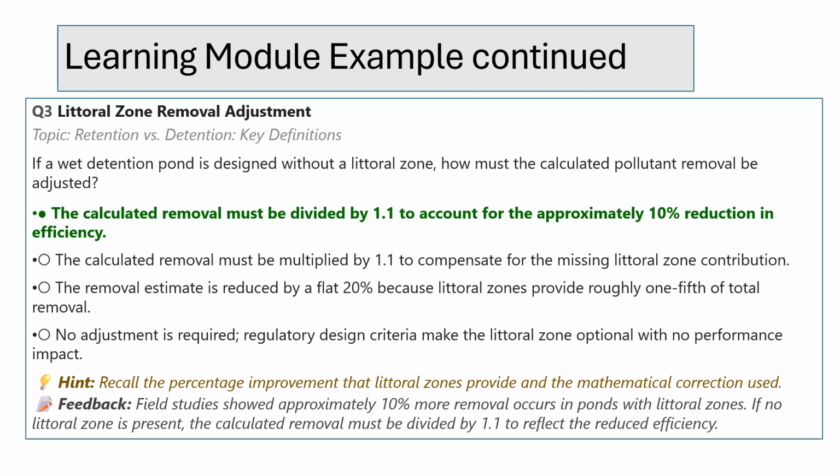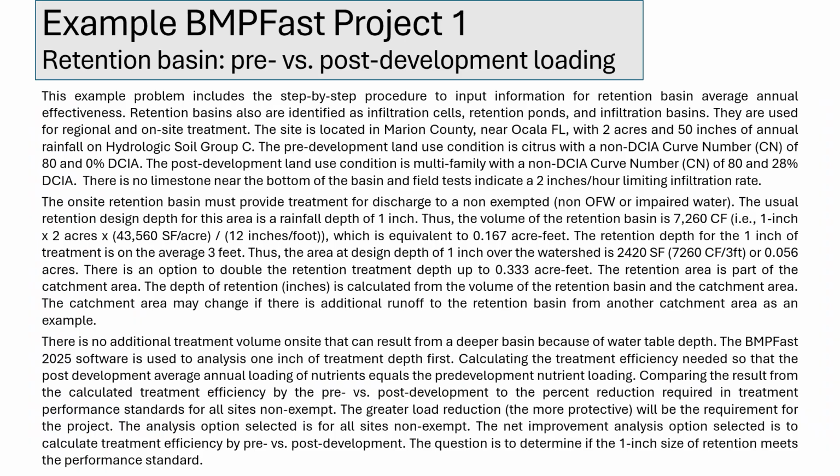On the competency test, you will encounter 20 questions like this one, so understanding the reasoning behind each answer is just as important as knowing the correct choice. Also worth noting, the BMPFast software handles this 1.1 adjustment automatically, so no manual calculation is required when using that tool. Let's walk through the first example problem using BMPFast, which focuses on a retention basin and comparing pre-development versus post-development nutrient loading.